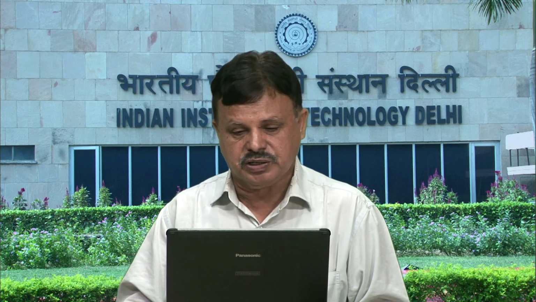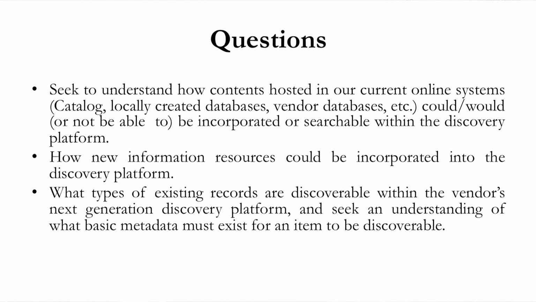We should seek to understand how content hosted in our current online systems, like our current arrangements of hosting, such as the catalog, locally created databases, vendor databases, etc., could or would not be incorporated or searchable within the discovery system. This is an important question we should put before the vendor, that how our current resources shall be integrated, shall be included in your system. How new information resources could be incorporated, as we will be having some more resources in time to come. So, how will these new resources be part of your discovery system?